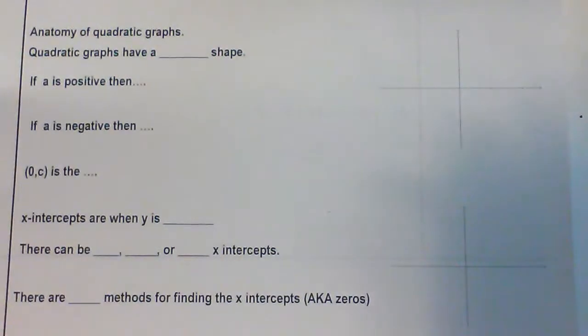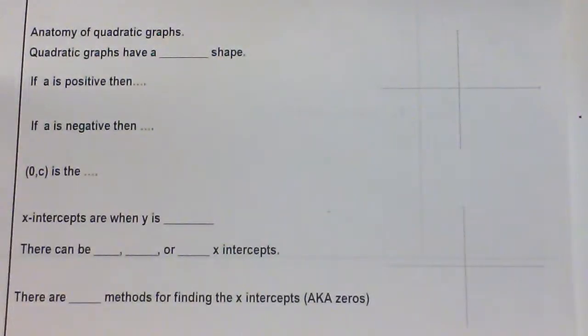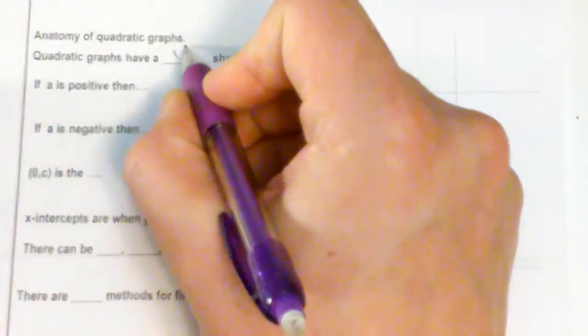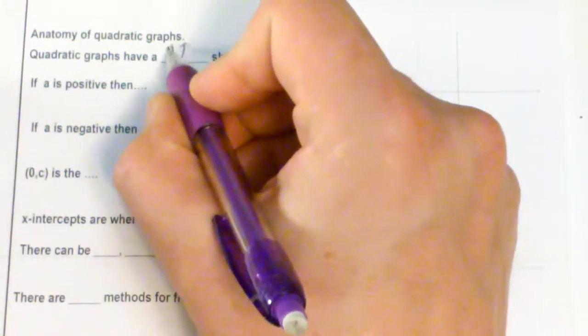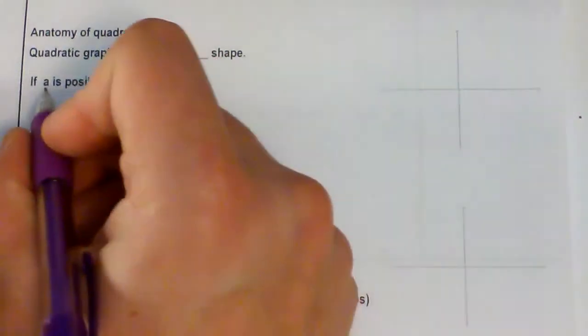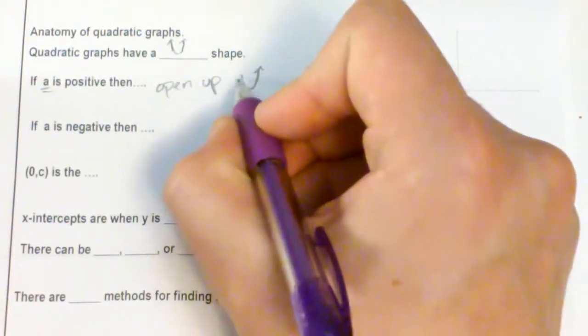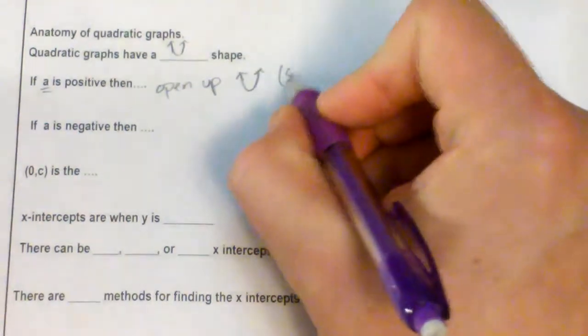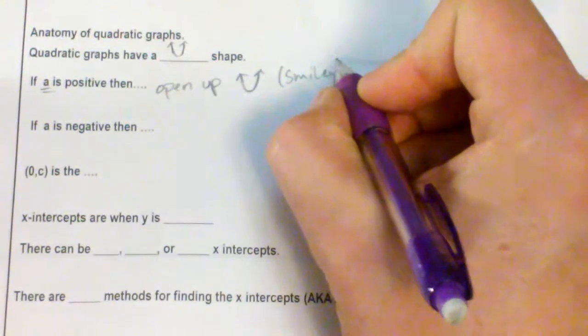Sorry, I'm distracted. All right, so the anatomy of a quadratic graph. Quadratic graphs, if you're not familiar, are not linear. These have a different shape. These have a U shape. And one of the benefits of knowing our ABCs is that if a is positive, then the graphs open up. So it has this U shape. I call these smileys. So this one is a smiley graph.